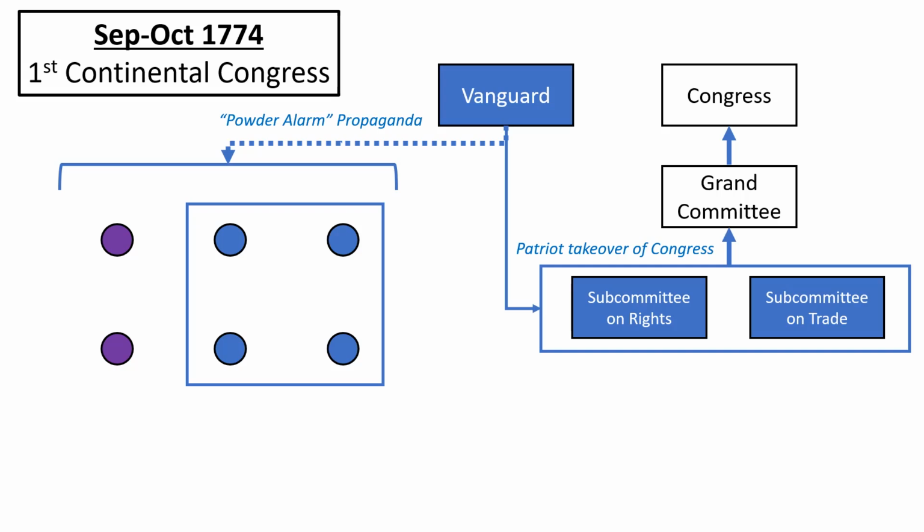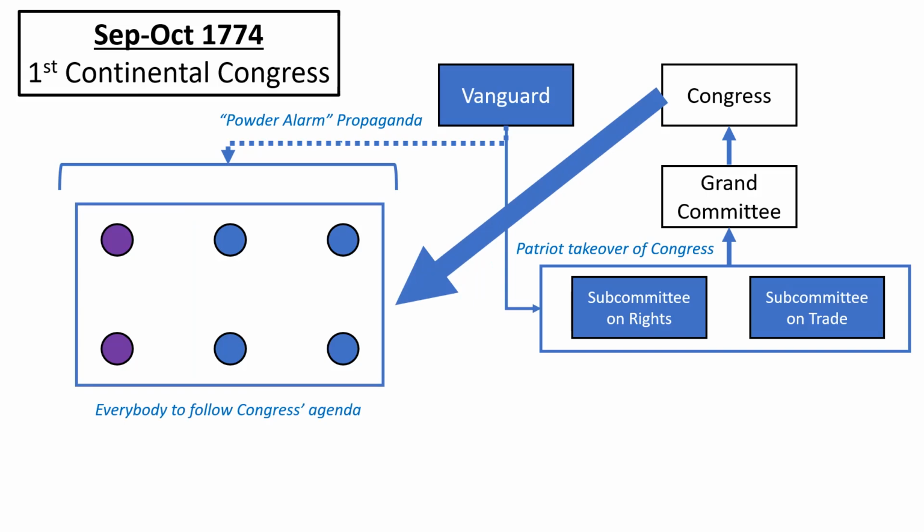With this subcommittee vanguard effectively setting the Congress's agenda, the tables were turned, and the Patriots now forced moderates to follow Patriot policy. Delegates agreed to additionally ban American exports to Britain in a year's time. They also endorsed community resolutions that took a hardline stance towards British rule.